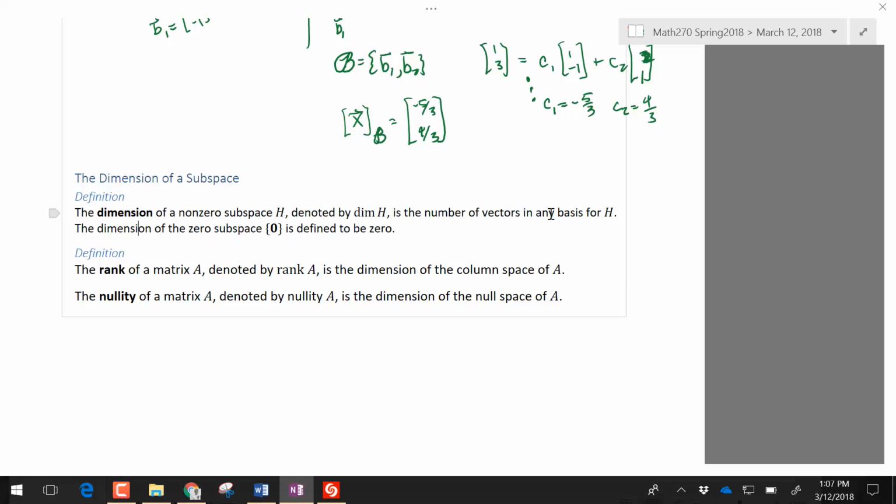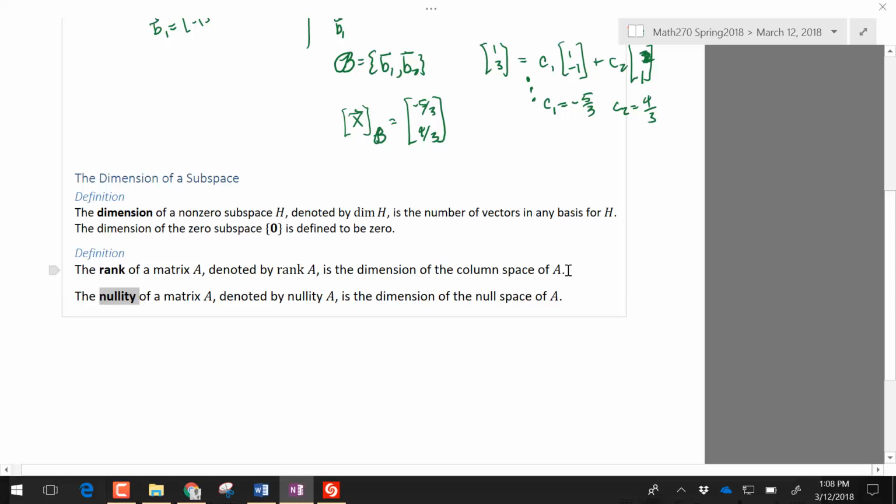So, two definitions here describe the dimension of something. The rank is the dimension of the column space, and the nullity, which again is not covered in the book, the word nullity is not in the book, but it's in every other linear algebra book. The nullity is the dimension of the null space.